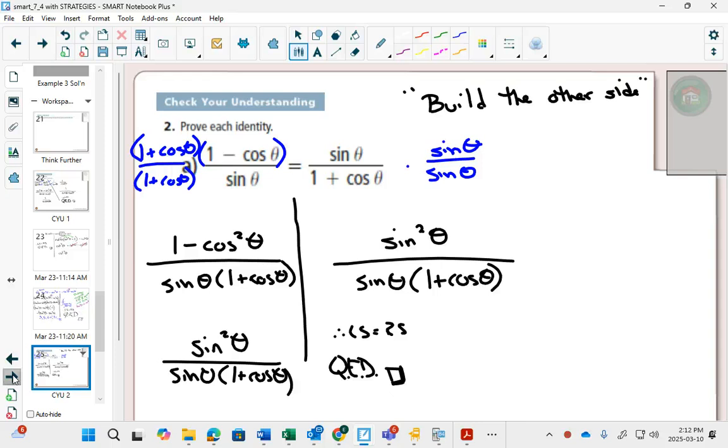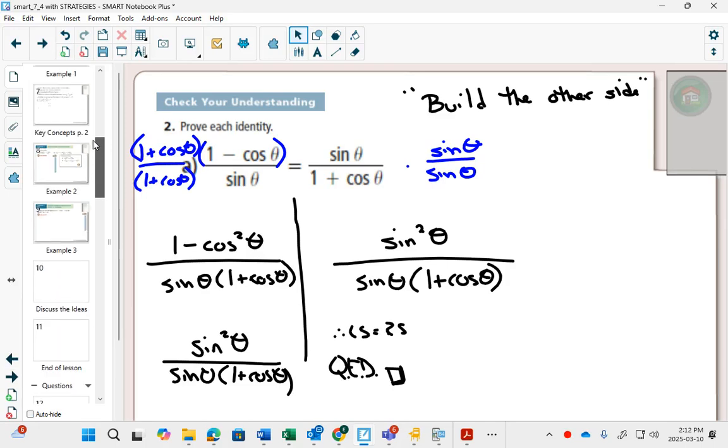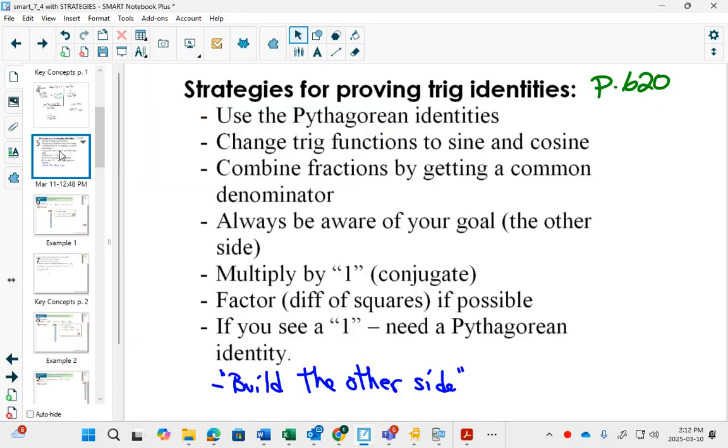So on our strategies page, if you turn back to page 620, I'm going to number these a little bit.